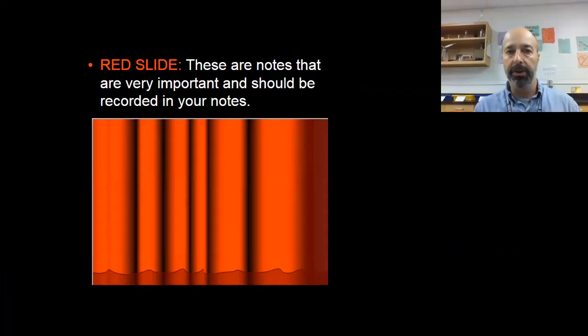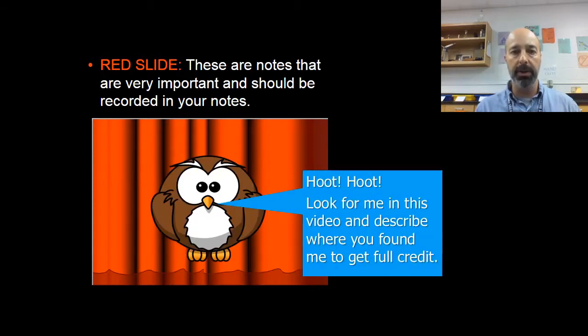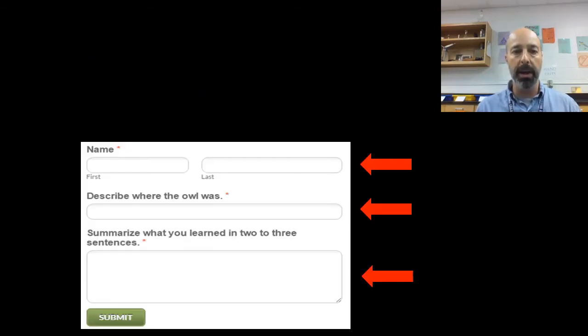Energy. Don't forget to take notes on the red slides. You should have the notes handouts to go with this. And don't forget to look for the owl and summarize what you learned at the end.